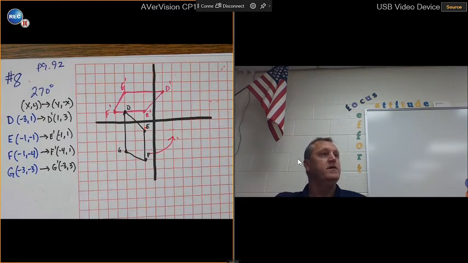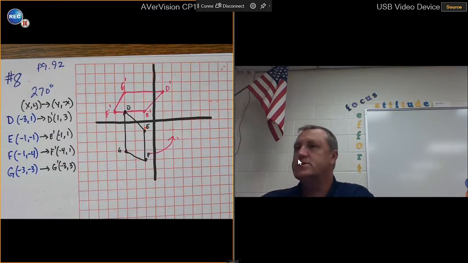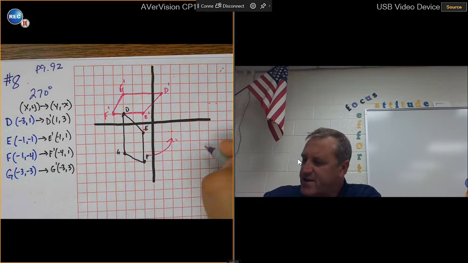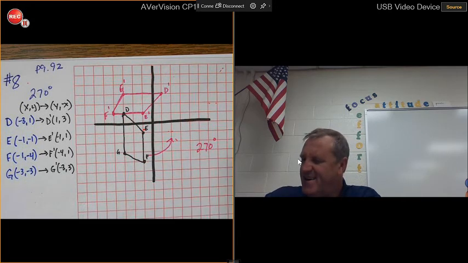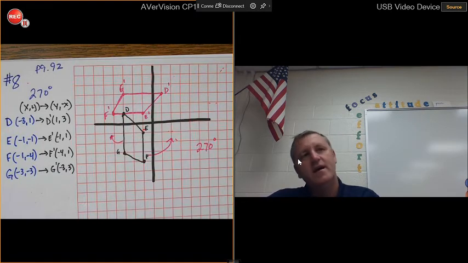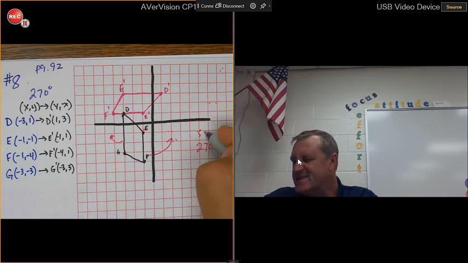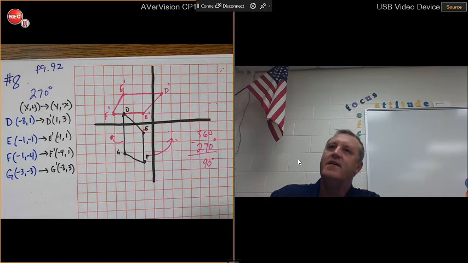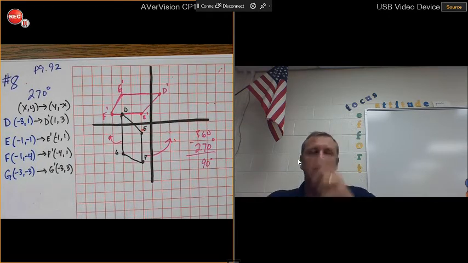You got it? All right, so let's do a little bit of investigation. We said it's 270 degrees. If it goes 270 degrees this way, how much would it be going this way? What do you think, Bo? No. That's right. 360 minus 270. That make sense? Okay, so let's verify that.